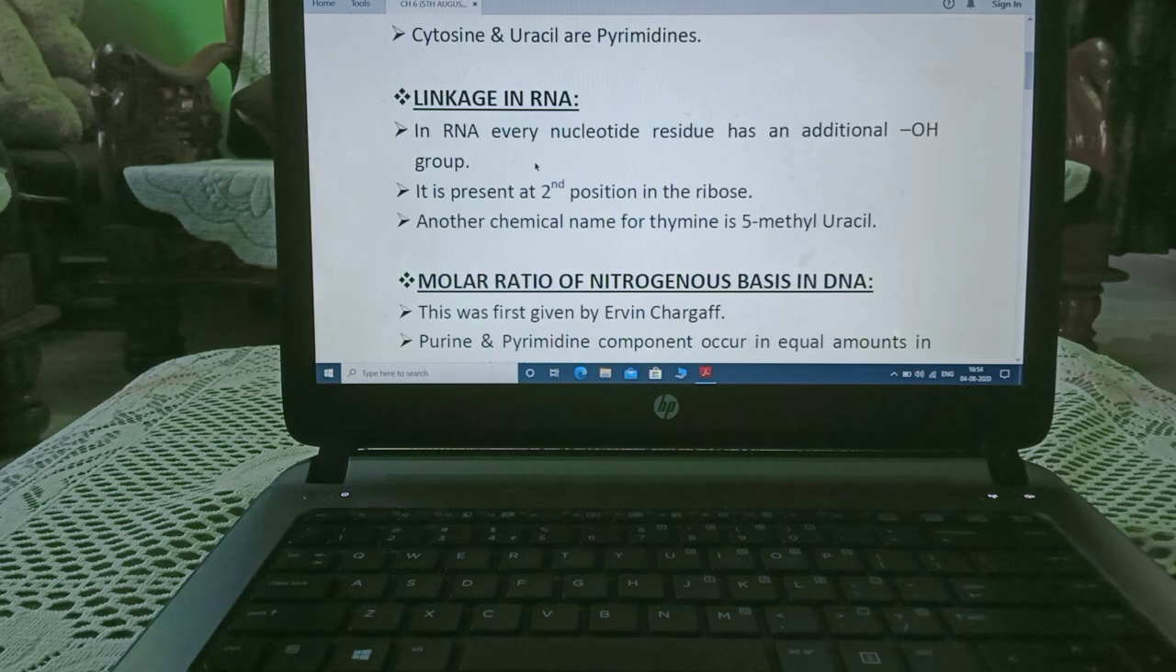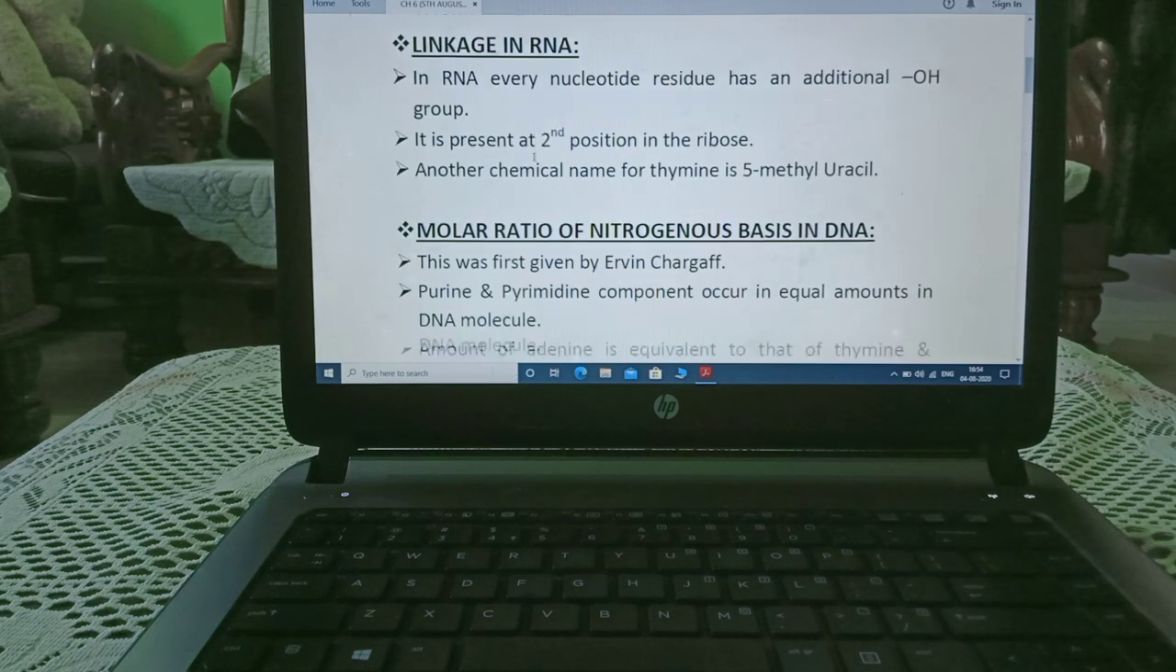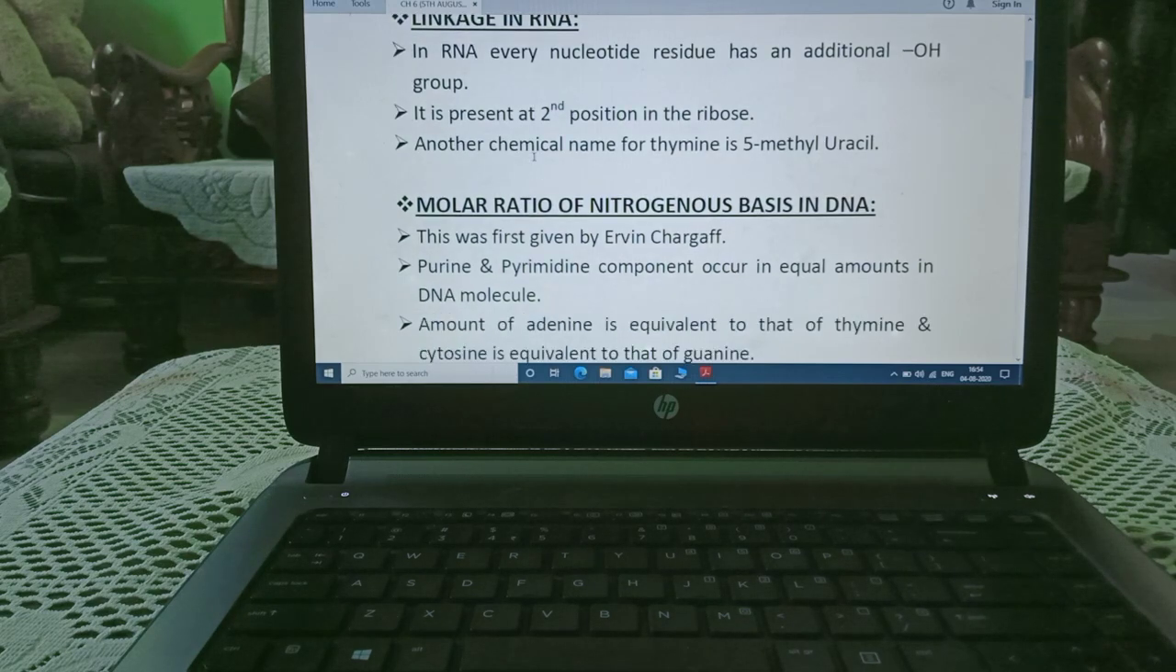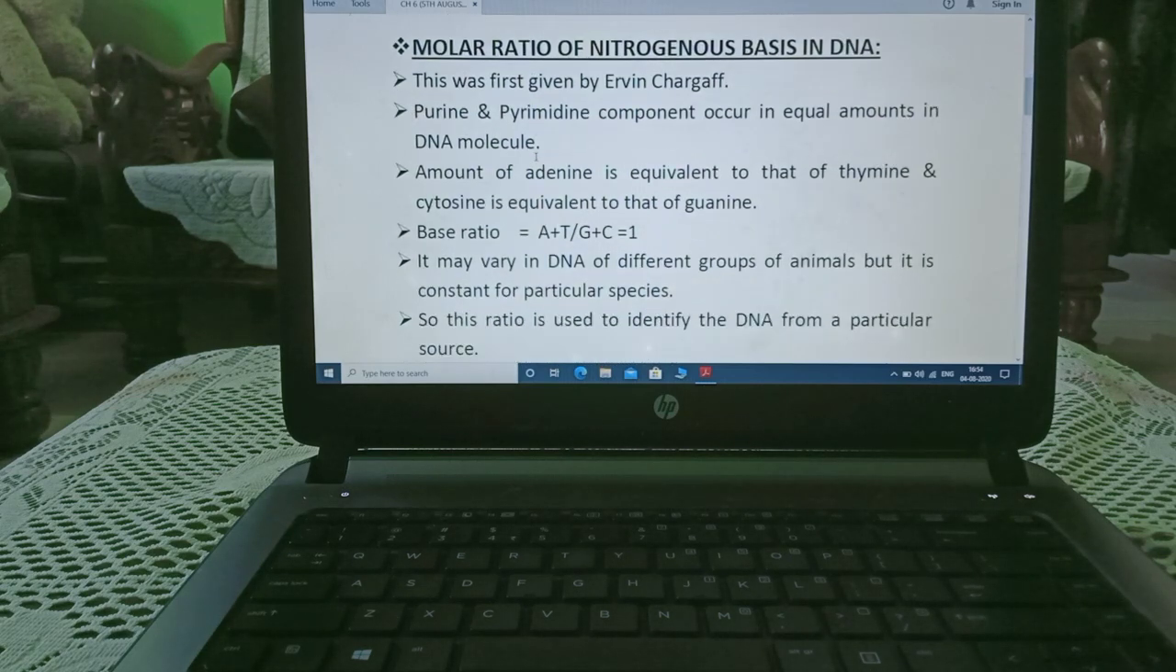Now, linkage in RNA. Last time I told you the linkage of DNA, now the linkage of RNA. Linkage means how whatever compounds are there are assembled in the molecule of RNA. That is known as linkage. In RNA, every nucleotide residue has an additional hydroxyl group which is present at the second position in the ribose. Another chemical name for thymine is 5-methyl-uracil.